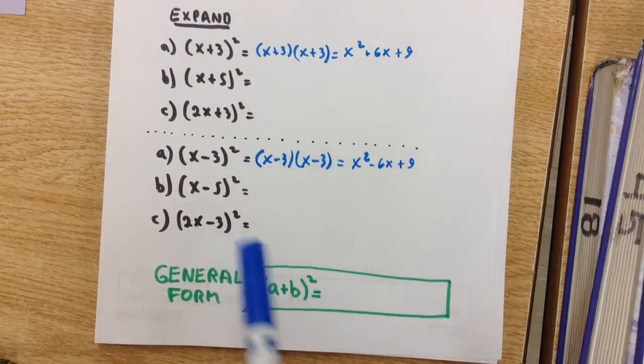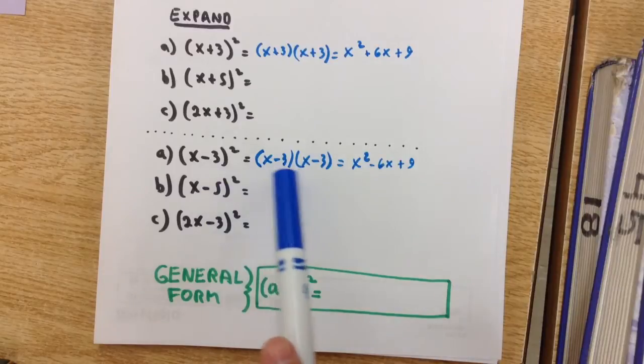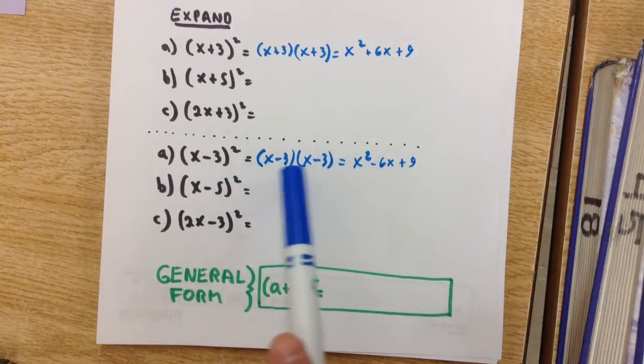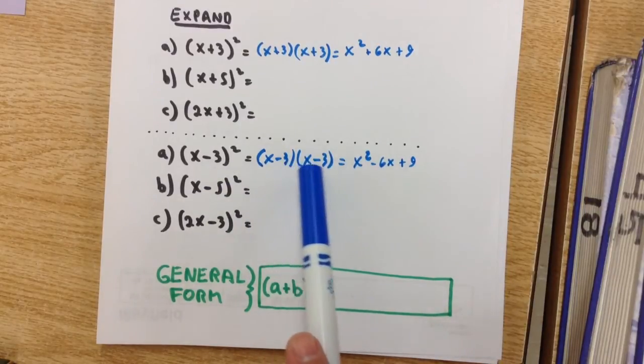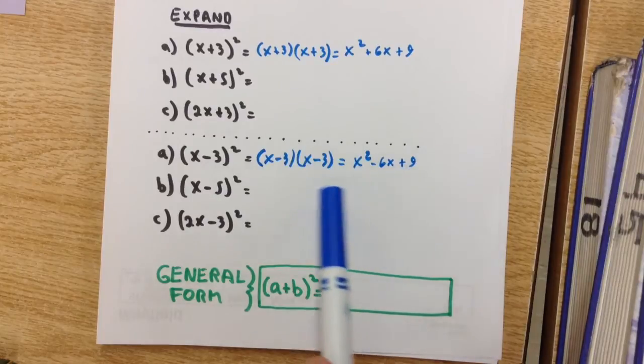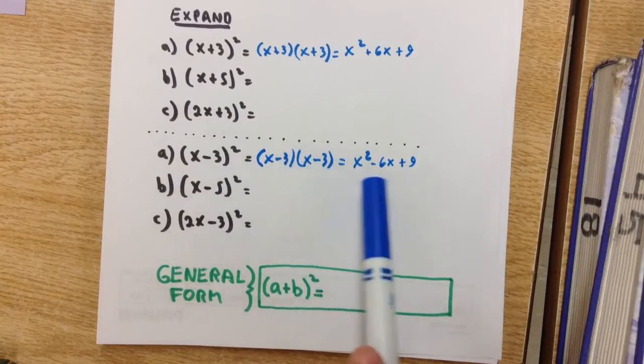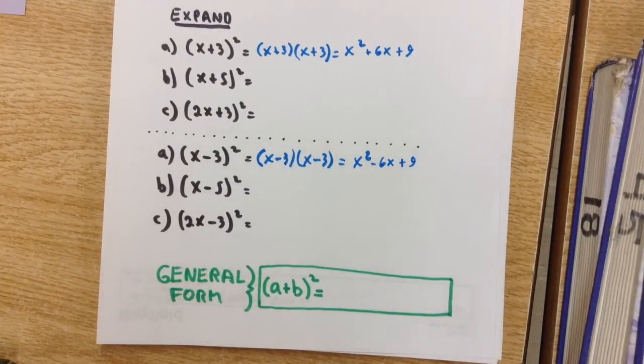Then at the bottom we have different ones, minus x. So again, you expand the two of them, and x times x gives me x squared. Minus 3 times minus 3 gives me plus 9, and minus 3x twice gives me minus 6x. So fill all of them in, and then see if you can actually write the general form.